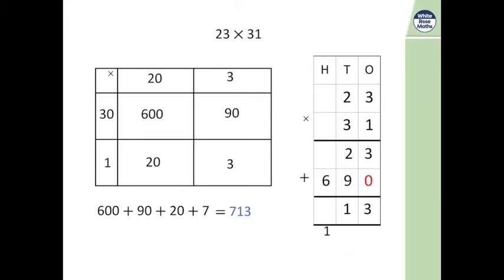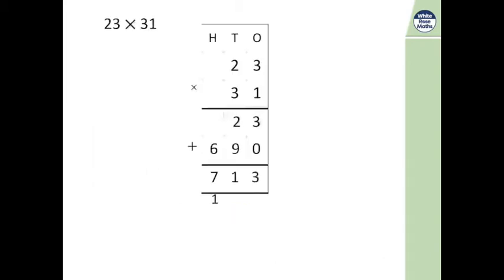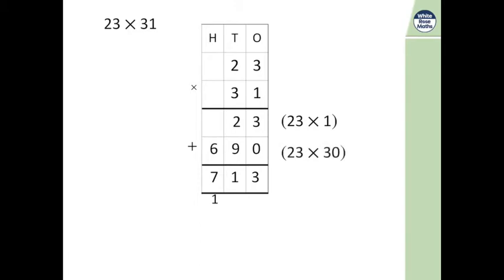3 plus 0, 3. 2 plus 9 is 11. So we carry 1, or exchange, just like we have done previously. And 0 plus 6 is 6, plus 1 is 7, gives us a total answer of 713. Rewatch that part of the video if you need to. What we have just done is 23 times 1, and then 23 times 30, and added them together.